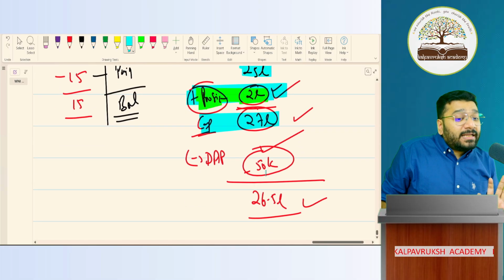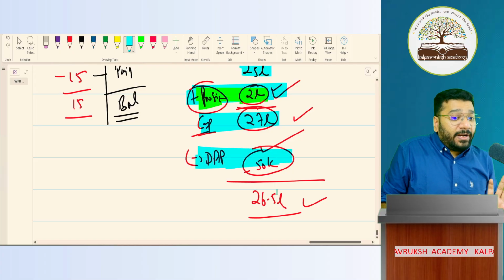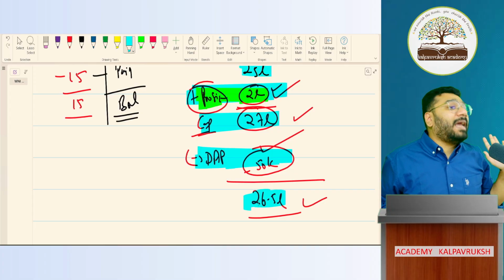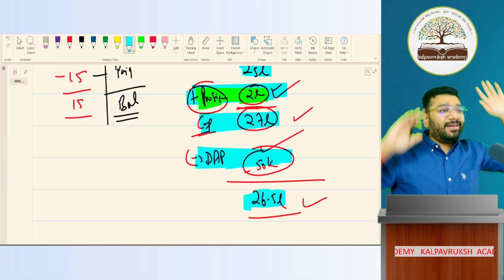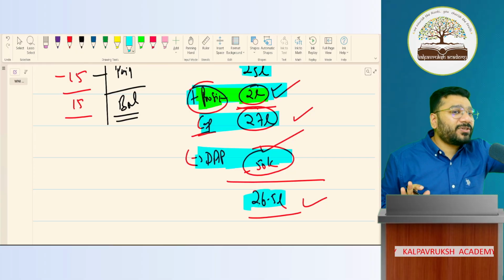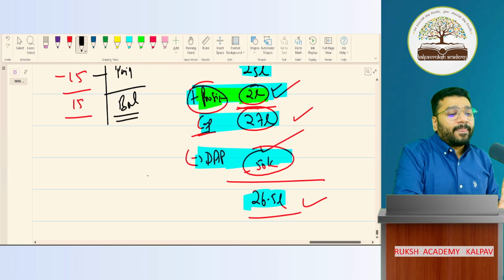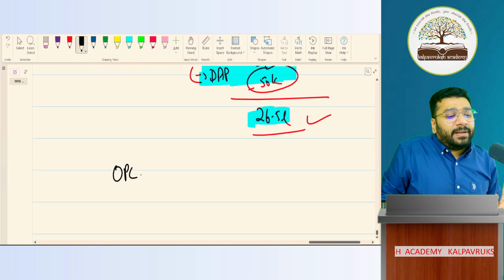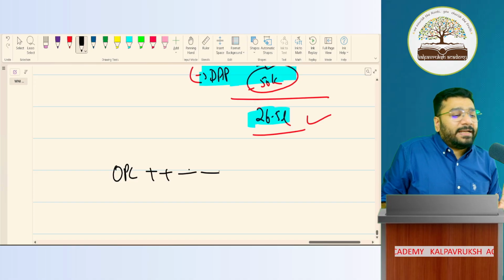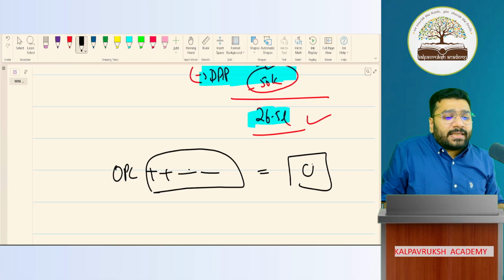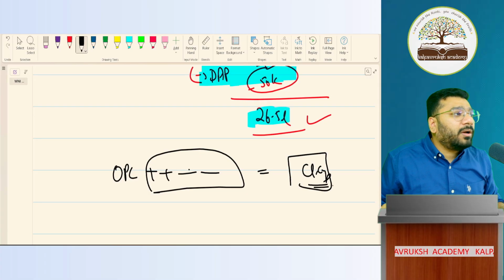And from that, if I minus 50,000 drawings against profit, the balance 26.5 is there. This will now be called closing capital. The final figure, we call it closing capital. That also is called closing capital only. Got it, not got it? So with the opening capital, whatever adjustments you do, plus or minus, after all the adjustments, the final capital we get is called closing capital.